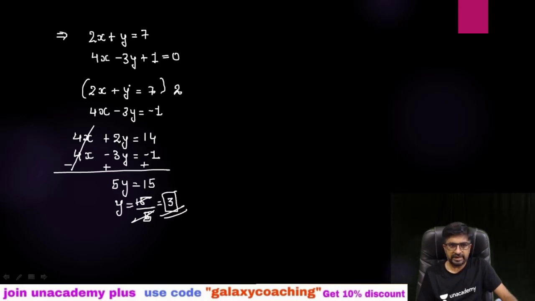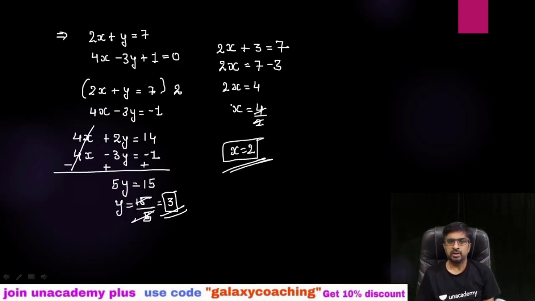Now for finding x, you just need to keep this value 3 in the place of y and solve this. Let me show. 2x plus, in the place of y I am going to keep 3, equals 7. Now 2x, take this plus 3 to that side, so 7 minus 3 will become 4 on that side. Now 2x equals 4, so x will be 4 by 2. x will be equal to 2.